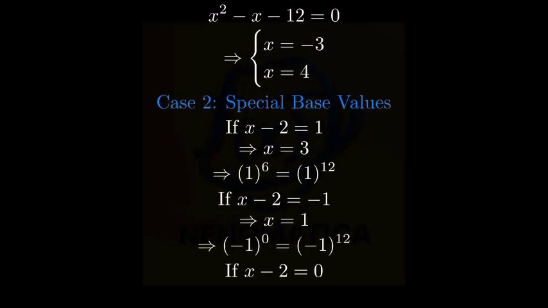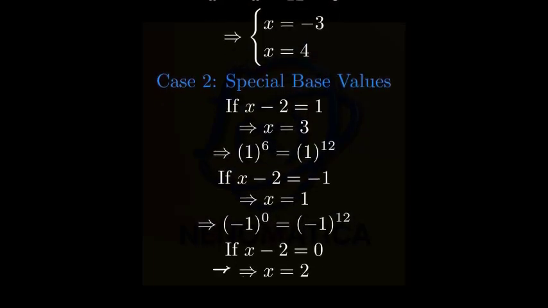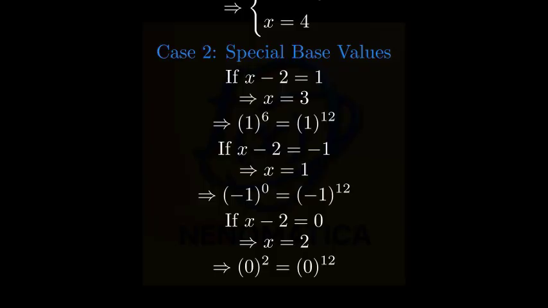Finally, we check when x minus 2 equals 0. This gives us x equals 2. Substituting back, we get 0 raised to the power of 2 equals 0 raised to the power of 12. Since any power of 0 is 0 except 0 to the power of 0, both sides equal 0, and x equals 2 is also a solution.